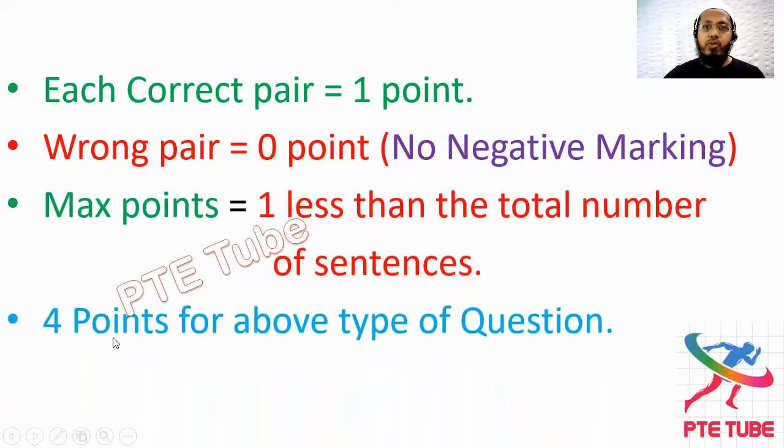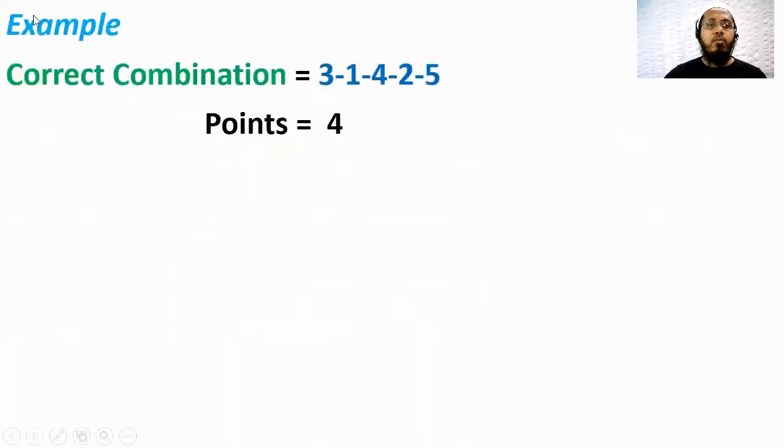So for the previous question, wherein we had 5 sentences, the total marks that a person can fetch is 4 points. How 4? 1 less than the total number of sentences that we find in a question. Got it? Yeah. We'll discuss one example.